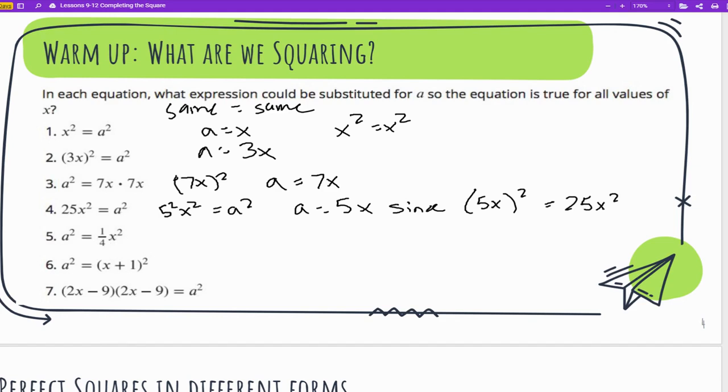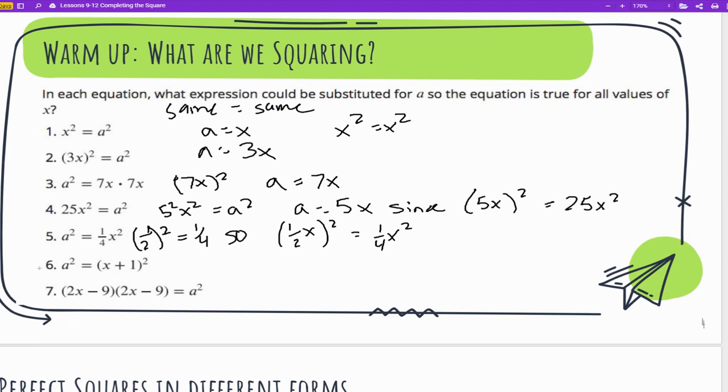Well, let's see. 1/4. Is 1/4 a square? Well, 4 is a square. 4 is the square of 2. So this must be 1/2 squared is equal to 1/4, right? So 1/2 x squared must be 1/4 x squared. So again, if I have a term of 1/4 x squared, the 1/4 has a square root. It's 1/2.